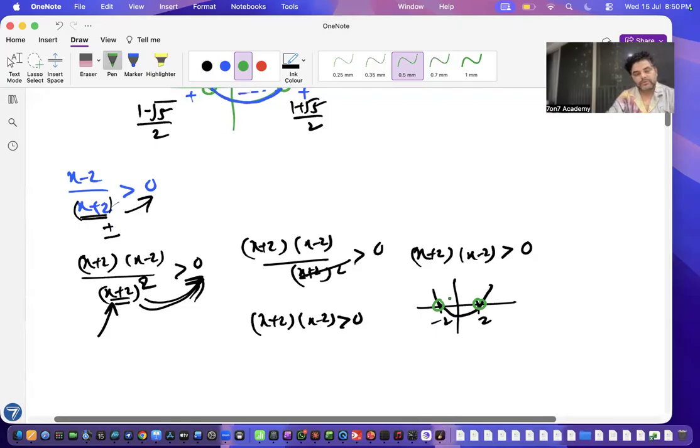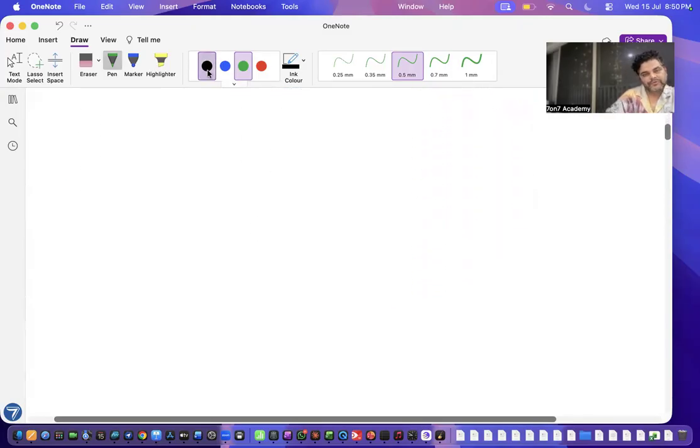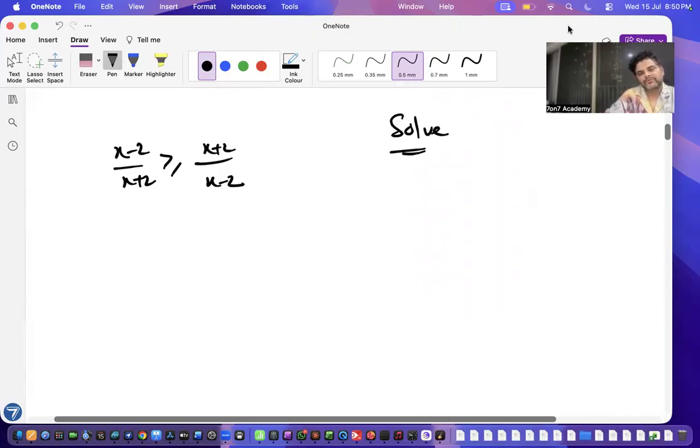So the rule is to make the right side 0. Okay, now what is the answer? x more than 2 or x less than minus 2. So if you have (x minus 2)/(x plus 2) more than or equal to (x plus 2)/(x minus 2), can you solve? I'm giving you 5 minutes to solve.